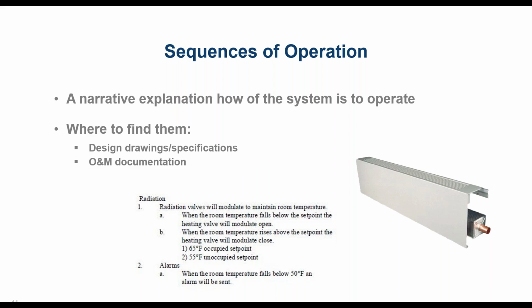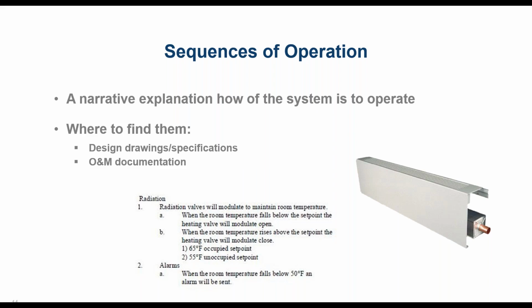The set point, which they're controlling to, the room temperature set point, will be 65 degrees during occupied periods. And then during unoccupied periods, nights and weekends, we're going to reset that value to 55 degrees Fahrenheit. And also, there's an alarm associated with this. When the room temperature falls below 50 degrees, an alarm will be sent to the building operator.